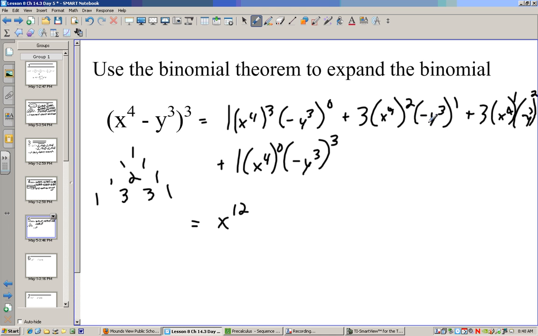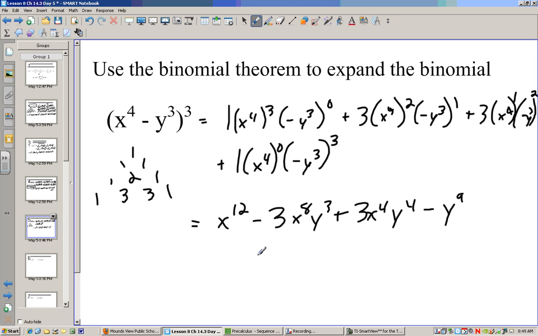This next one will be a negative times a 3, so that would be negative 3. X will be 4 to the 2nd power, which is 8. 3 to the 1st will be 3. Plus this negative squared would make that positive, so it would stay a 3. X to the 4th, y to the 4th. Now finally, 1 times 1 times negative 1, and then y to the 9th.